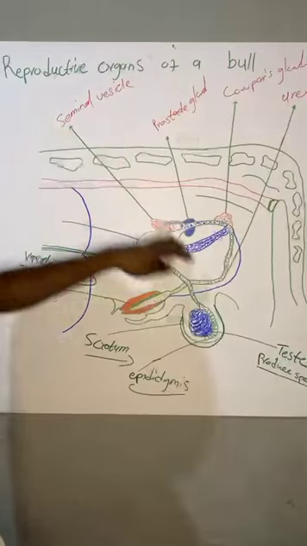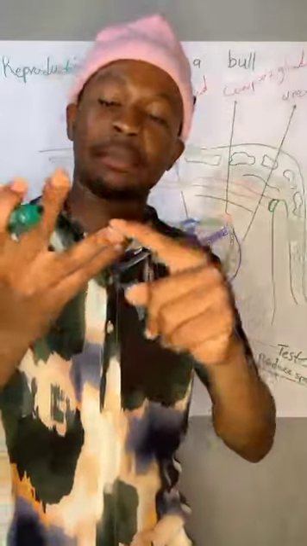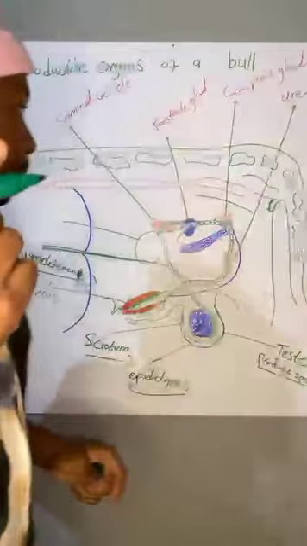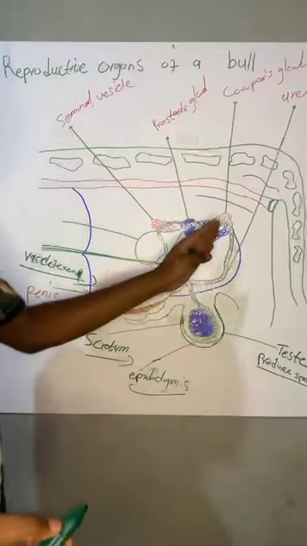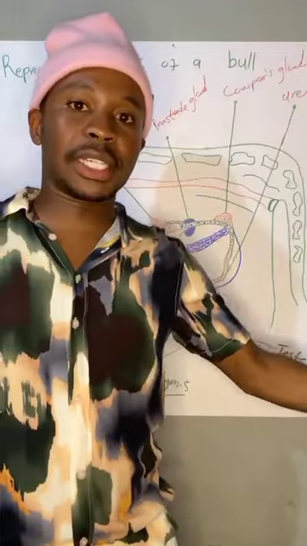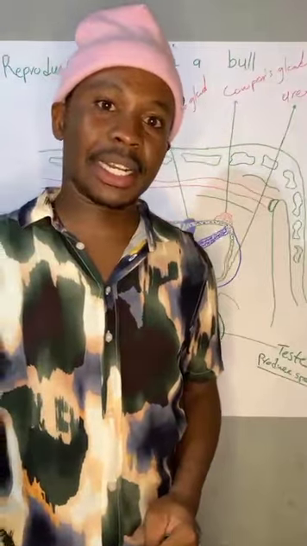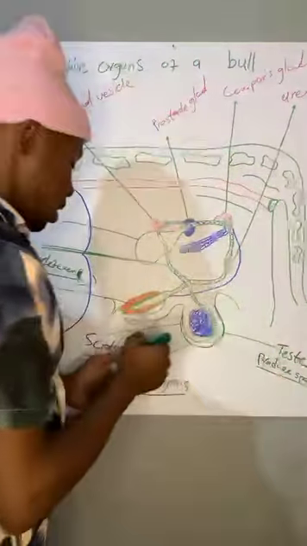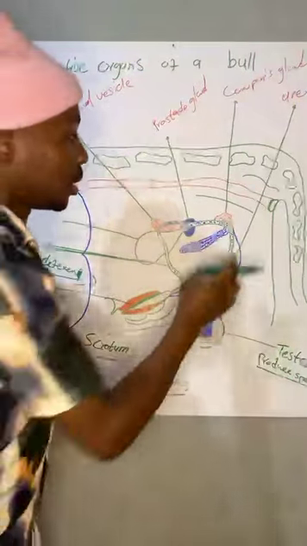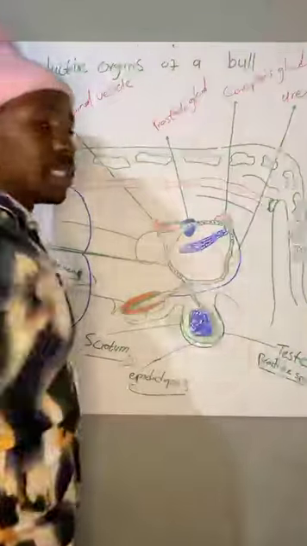And now we have the accessory glands. There are three accessory glands. We have the Cowper's gland, we have the prostate gland, and we have the seminal vesicle. The first gland is the Cowper's gland. Whether we are coming from the left hand side or the right hand side, we all know the first one is the Cowper's gland. It's here, marked in red, and as you can see, it's labeled here.